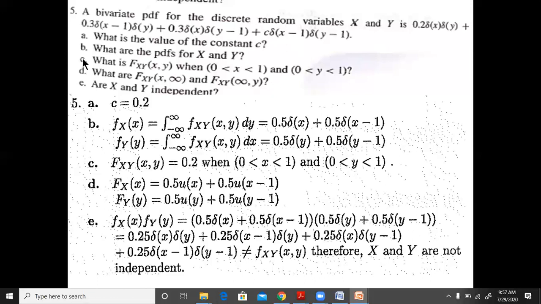Then the third one, that is C. Here C is f_XY(x, y) when 0 is less than x less than 1 and 0 is less than y less than 1. So this is the cumulative distribution function we need to find, and this is the probability density function. This quantity f_XY(x, y) will be equal to 0.2 between 0 to 1 and 0 to 1.